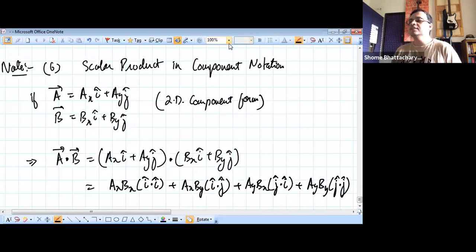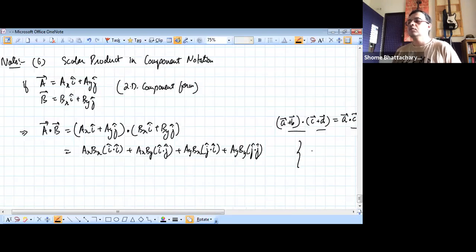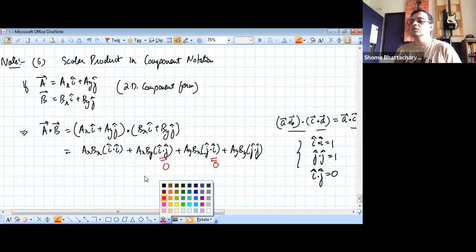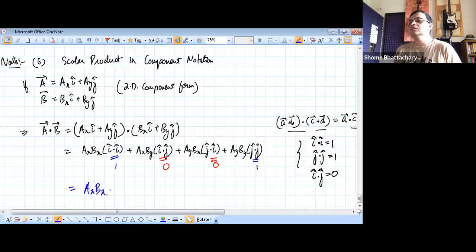Okay. Now when you are solving this next step, just remember that any unit vector dot product with itself is 1. Okay, so i cap dot i cap is 1. j cap dot j cap is 1. But dot product with another unit vector, perpendicular one, is how much? Is 0. Okay. So what will happen here now is that these two terms will become 0. This and this term will be 0. Whereas these two terms, this will be 1, this will be 1. Okay. So ultimately, what is your answer? It becomes Ax into Bx plus Ay into By. This will become our A dot B.